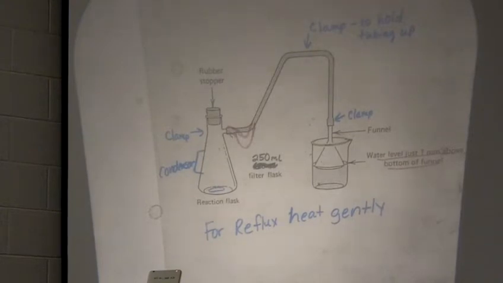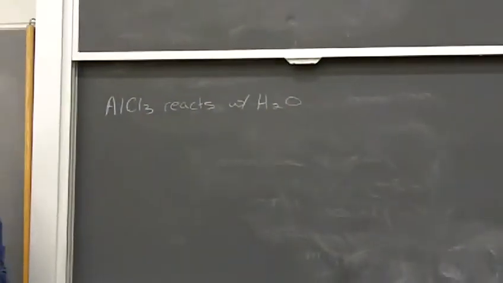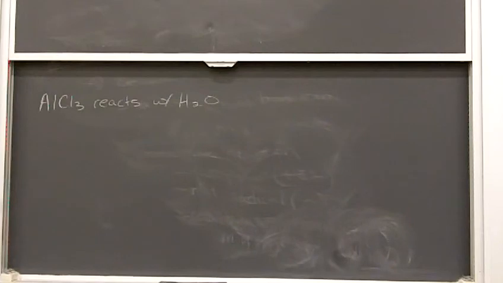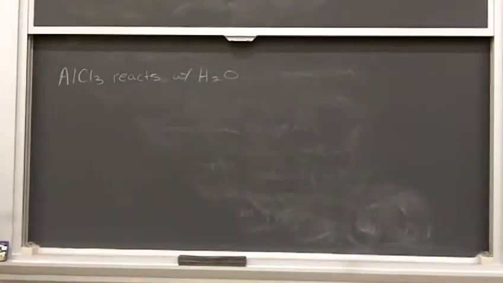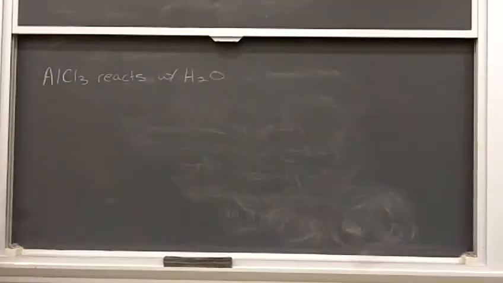The aluminum chloride is very moisture sensitive, okay? So it reacts really well with water. First of all, in setting things up, you want to make sure that your apparatus is really dry. Make sure your flask is dry, no water present. Shake out the tubing really well, dry out the tubing, make sure there's no water present in the tubing either, okay?